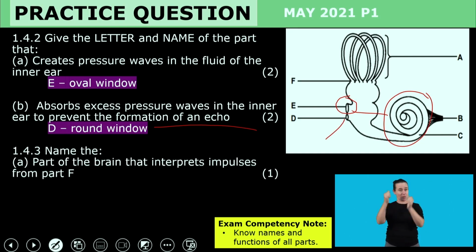143, name the part of the brain that interprets impulses from part F. So we are looking at part F here. What is the name of the part of the brain? Part F is the semicircular canal. So semicircular canal has to do with balancing. And balancing, which part of the brain works with balancing? It's cerebellum, not cerebrum. Cerebellum.